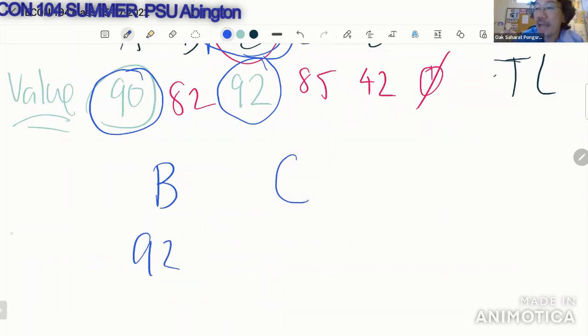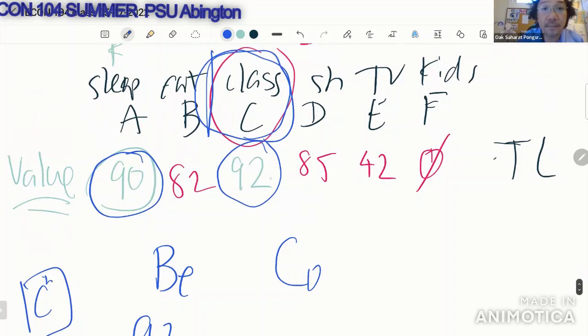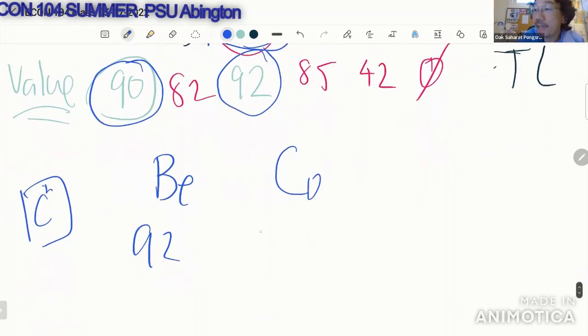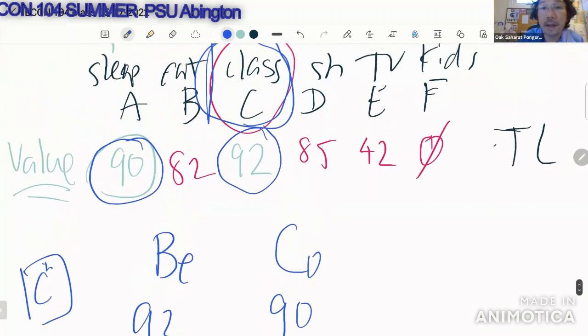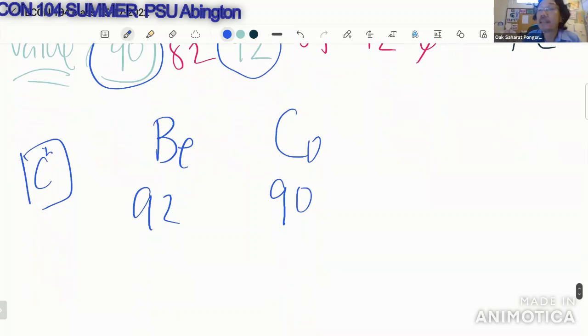This is the action. What action are you taking? You're taking action C, being in class. What is the benefit? What is the cost? The benefit is 92 because that's the value of the class that you get, right? What is the cost? The cost is 90, no? Because you have to give up sleeping, is that right? Hopefully she's still awake. If she's still awake, then she'd be giving up that cost of 90, right?